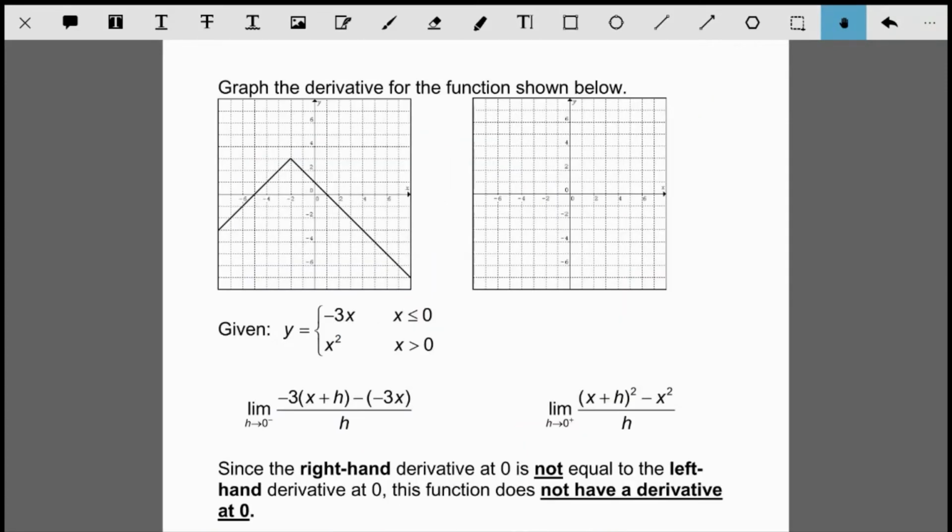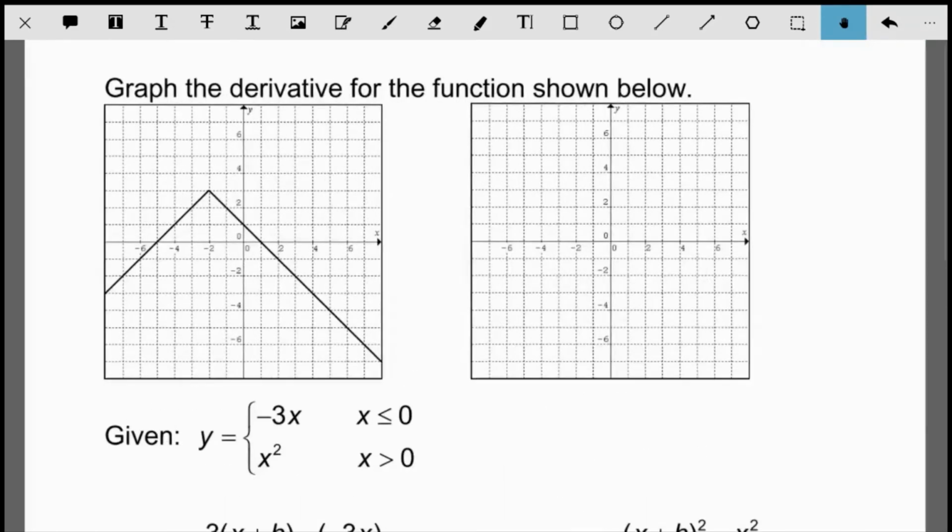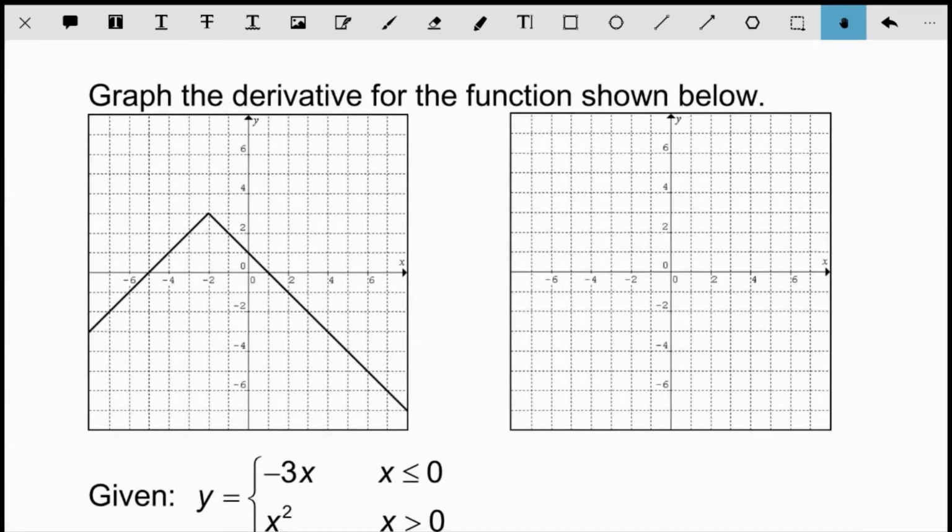Okay, so take a look at the graph that we have here. It says graph the derivative for the function shown below. What we're looking at is an absolute value graph that's been reflected and translated. What I want you to do is try to graph the derivative of that function on this blank graph that you have to the right here.